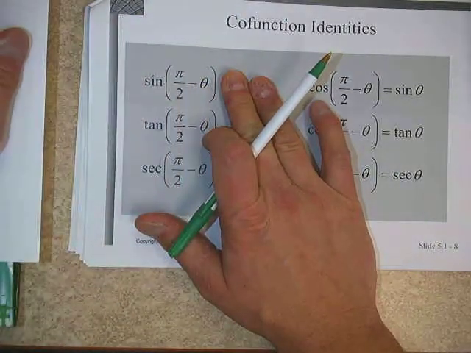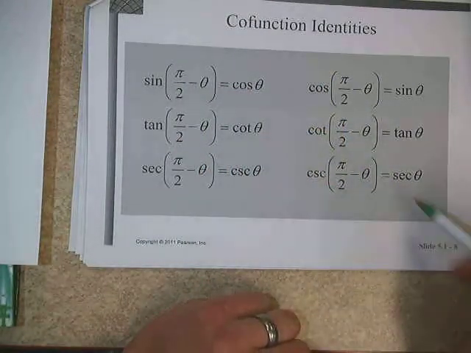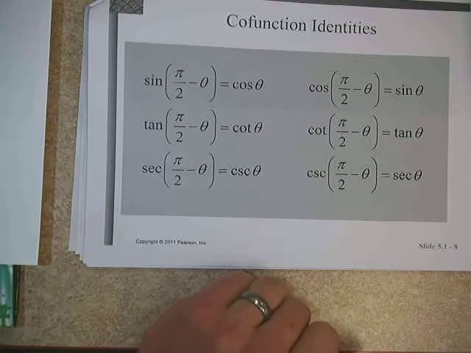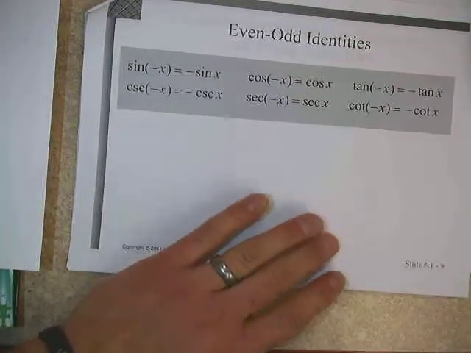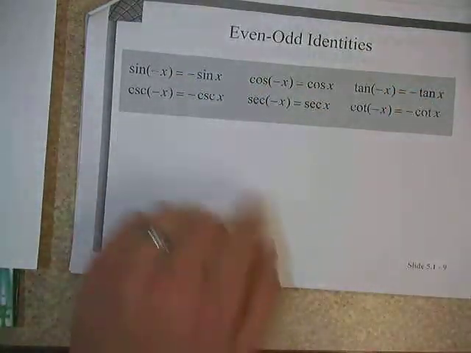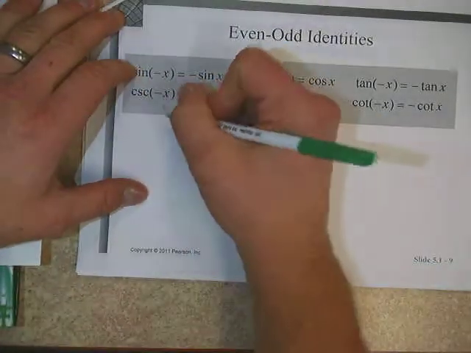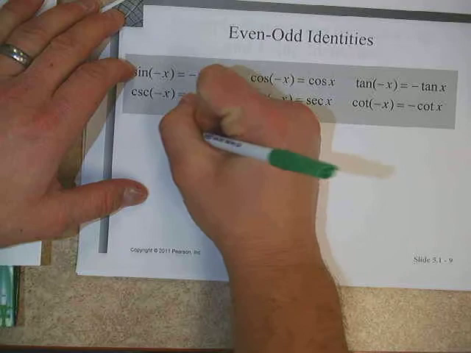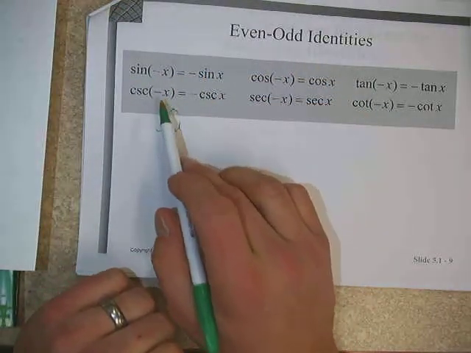These are essentially a result of the fact that these graphs are shifts of each other. We know that sine and cosine are just shifts of each other. If I look at sine here, and I have pi over 2 minus theta, normally it's in the form of pi plus or minus something. But we know in general that if there's something being added or subtracted to our theta, it's going to create a shift. So these cofunction identities come from the idea of our graphs being shifted. And then we also have what we call even and odd identities.